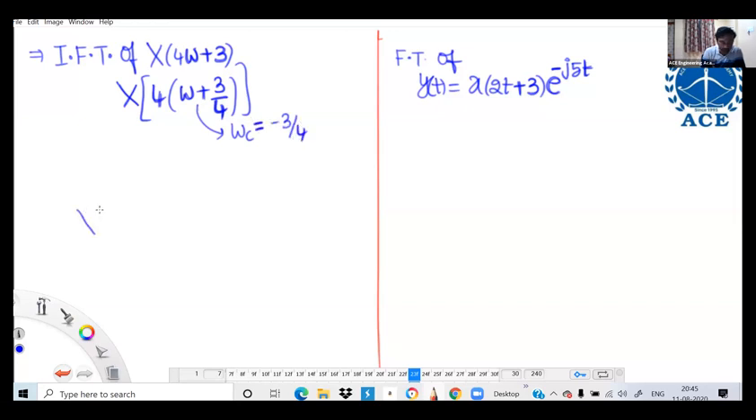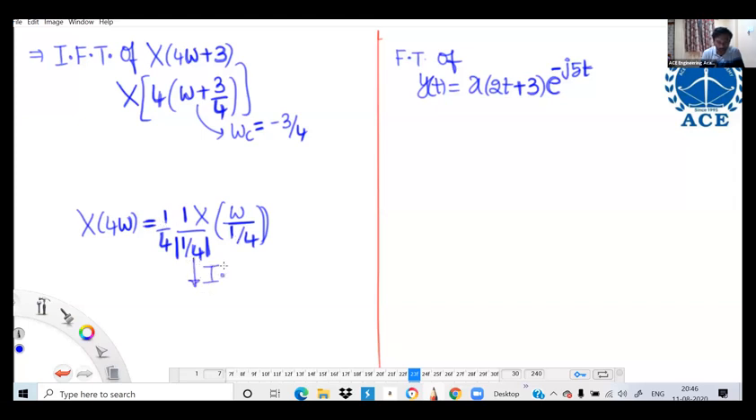First, let us decide about the X of 4 omega term, sir. Separately, I am solving X of 4 omega. We want this in which style? 1 by mod alpha X of omega by alpha. So for that we need an adjustment or not. 1 by mod alpha X of omega by alpha means we need adjustment. So 1 by 4 is also extra needed. What is the inverse Fourier of this term, sir? 1 by 4 x of t by 4.